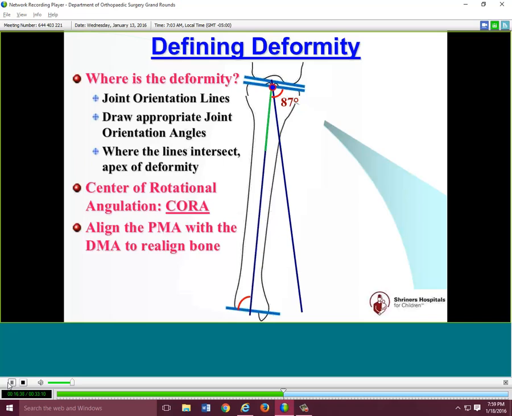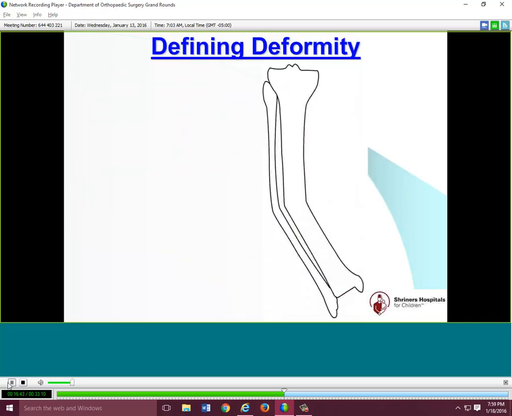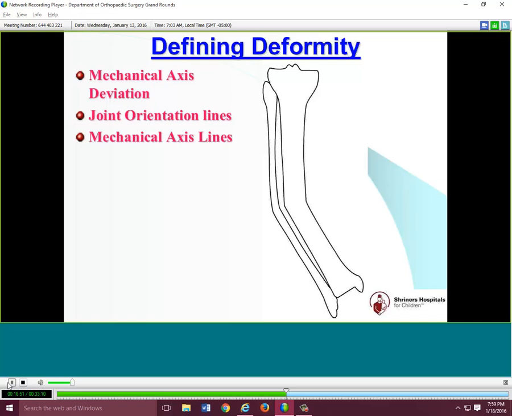So essentially, again, lining up the proximal and the distal mechanical axis lines is what gets you a straight bone. So let's take a look at this one instead. So we have mechanical axis deviation that we measured out. We looked at our joint orientation lines. We looked at our mechanical axis lines. We looked at our joint congruence lines. We did all that before we put up the slide. So we're just going to take all that away and get right down to the heart of it.